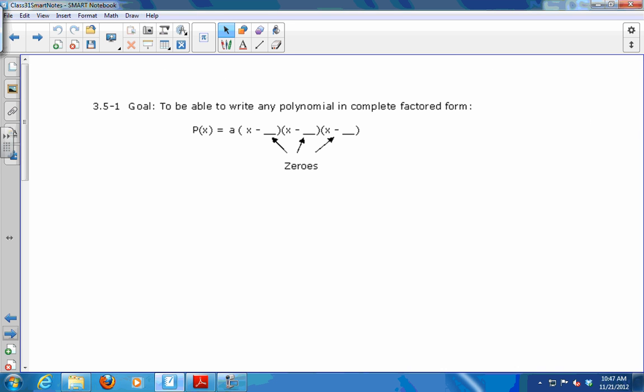Okay, so our goal is to be able to write any polynomial in completely factored form, where I use all linear factors. And these are my zeros, so I'll call these C1, C2, C3. So I want to be able to write it as x minus one zero times x minus another zero times x minus another zero, so that I can completely factor it. And we did some of this last class. We did some problems where we wrote in completely factored form last class. But we didn't see every kind of polynomial. We just did some special ones that we were able to figure out.